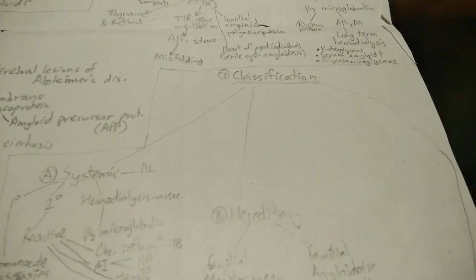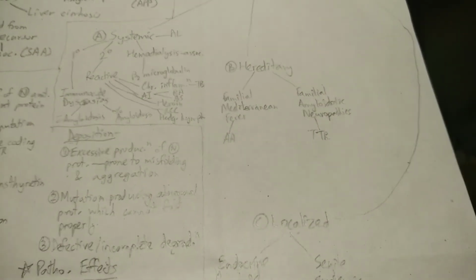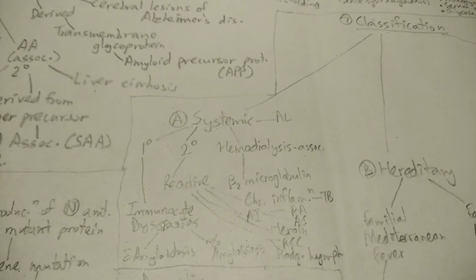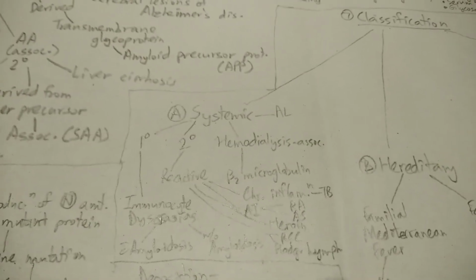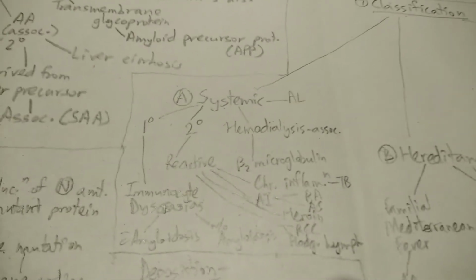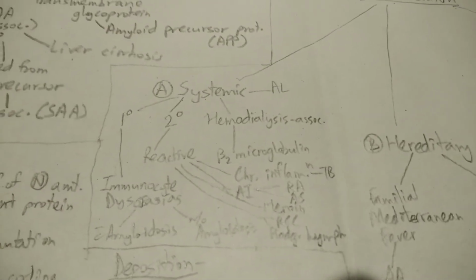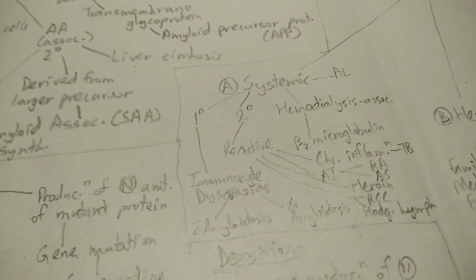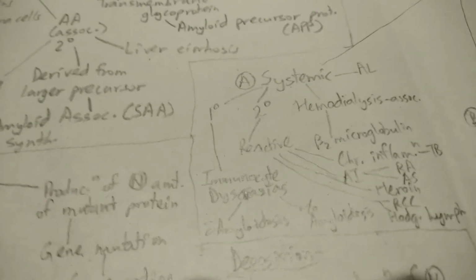Now, moving on to classification of amyloidosis. Amyloidosis can be broadly classified as systemic, hereditary, and localized amyloidosis, all right? So, let's start with systemic. Now, in systemic, most commonly you find AL protein being deposited, all right? So you have primary amyloidosis, secondary amyloidosis, and hemodialysis associated amyloidosis. Now primary amyloidosis is most commonly seen in immunocyte dyscrasias, all right? Here again you can find cases with amyloid deposits and without amyloid deposits.